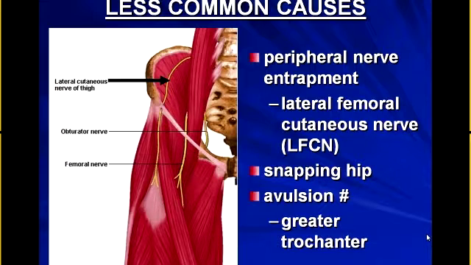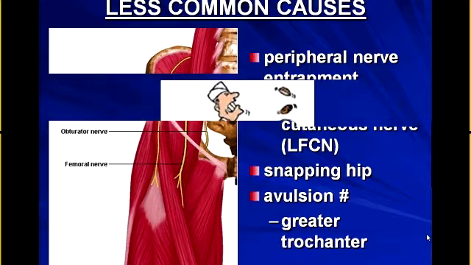Snapping hip, again, so that would be related to the IT band. Not to the point that it's irritating the underlying bursa, but the IT band can snap and create pain in and of itself. You can have an avulsion fracture of the greater trochanter by glute med, so a violent contraction of glute med or eccentric overload of glute med.